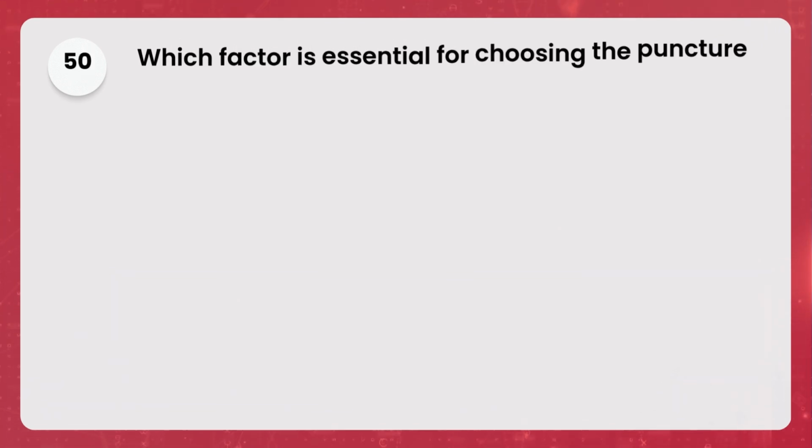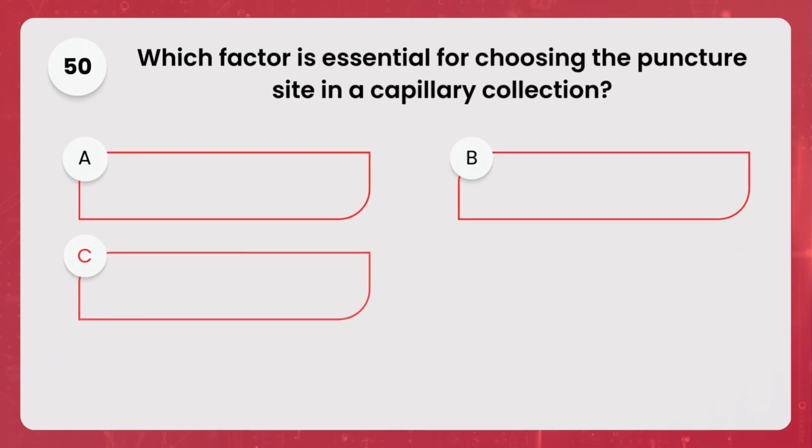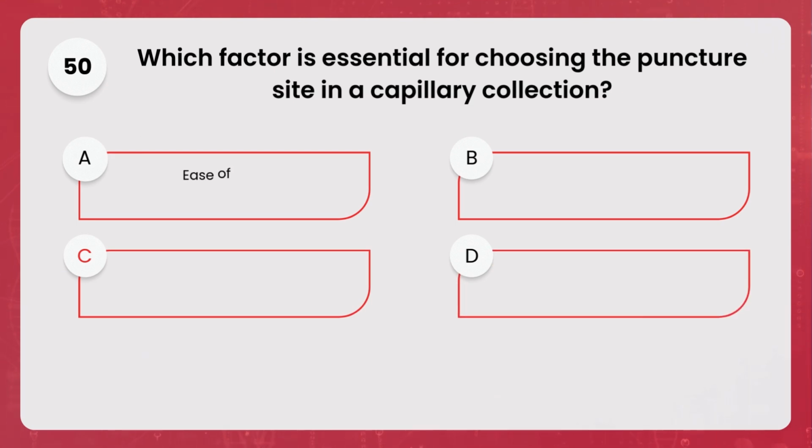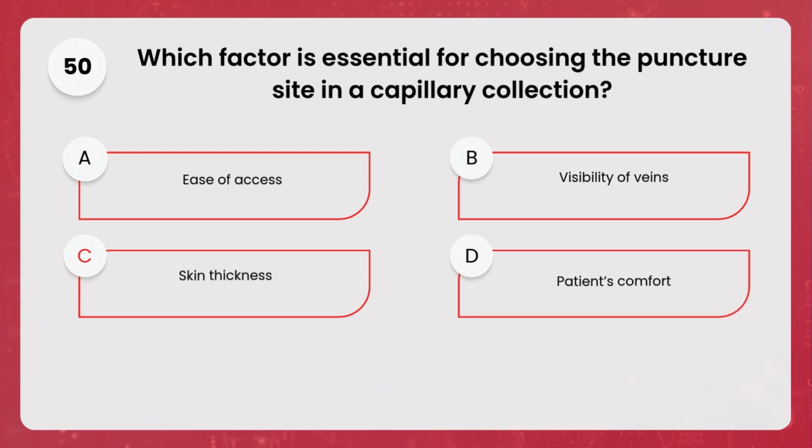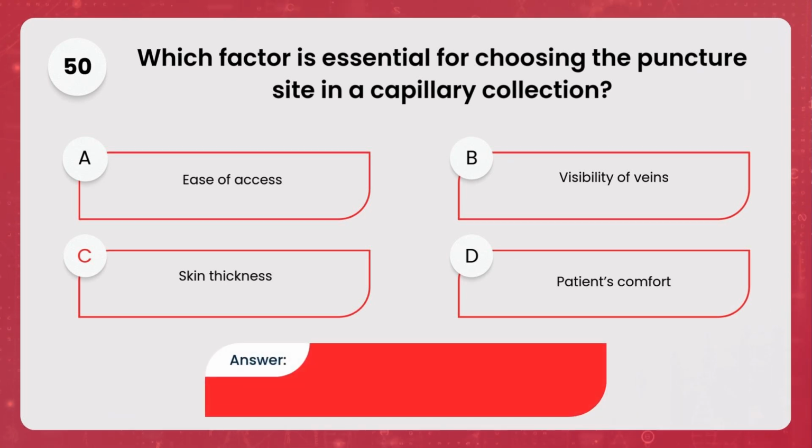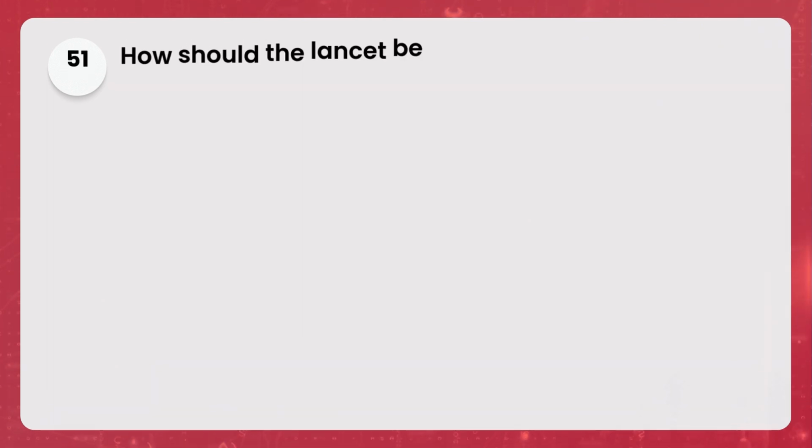Number 50. Which factor is essential for choosing the puncture site in a capillary collection? A. Ease of access. B. Visibility of veins. C. Skin thickness. Or D. Patient comfort. The answer is A. Ease of access.